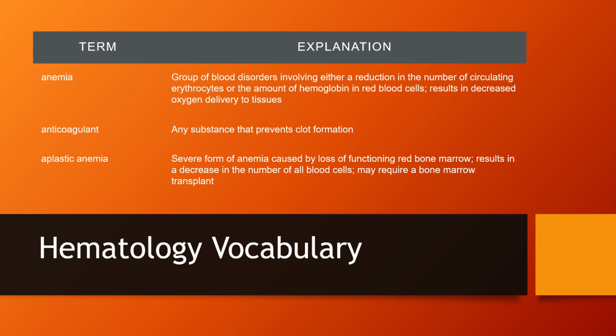An anticoagulant is any substance that prevents blood clot formation. And aplastic anemia is a type of anemia caused by loss of functioning red bone marrow. It results in the decrease of number of all of the blood cells, and it may require a bone marrow transplant.